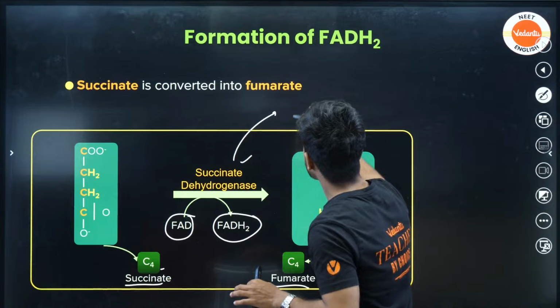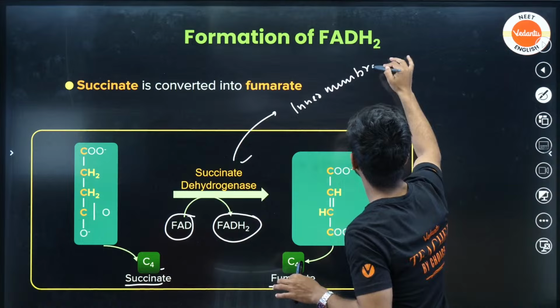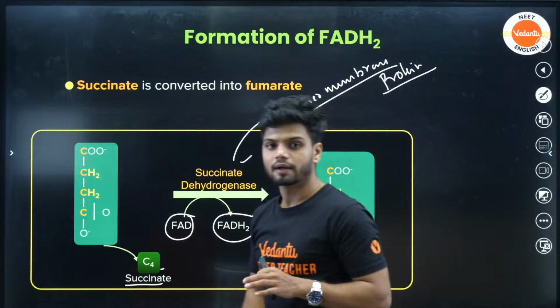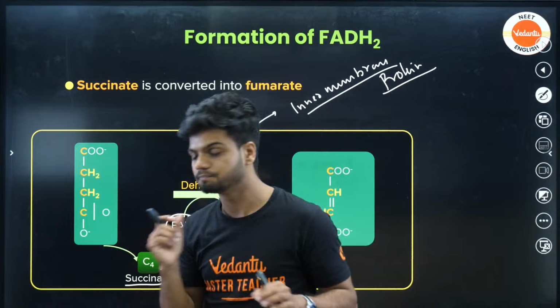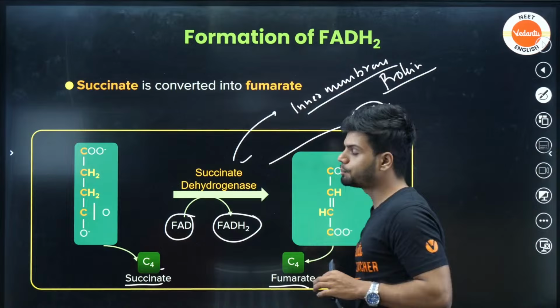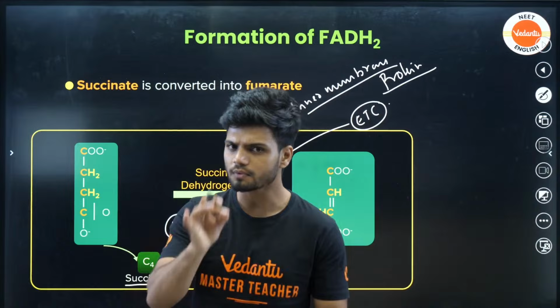This is an inner membrane protein, because the same succinate dehydrogenase is also involved in your electron transport chain. It is also part of your electron transport chain. Clear? Part of your electron transport chain.